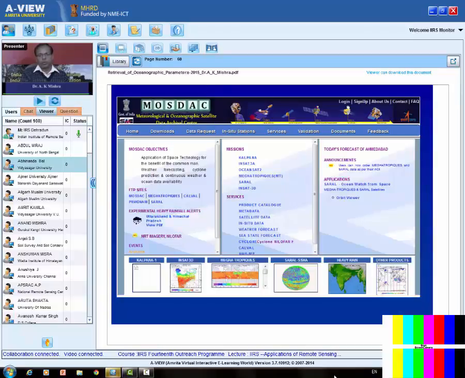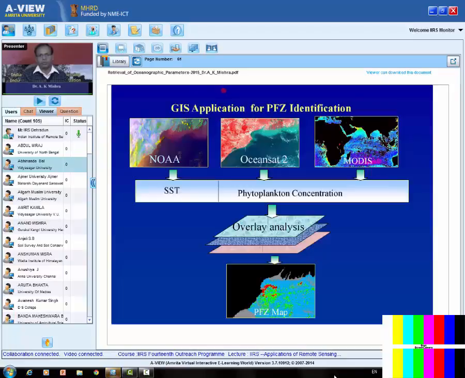Now, this information is available on the MOSDAC website. A lot of the satellite data products that I showed you, about the Kalpana data, INSAT data, and Oceansat-2 data, are available on the MOSDAC website. One can go for retrieval of those data for their scientific investigation.